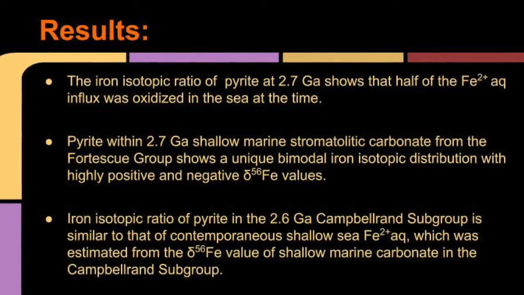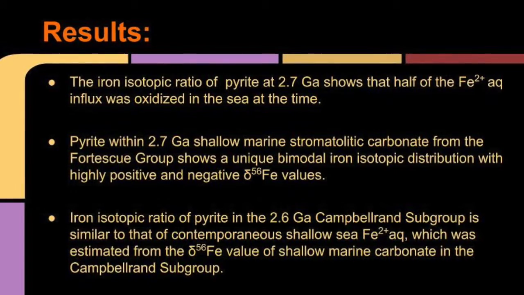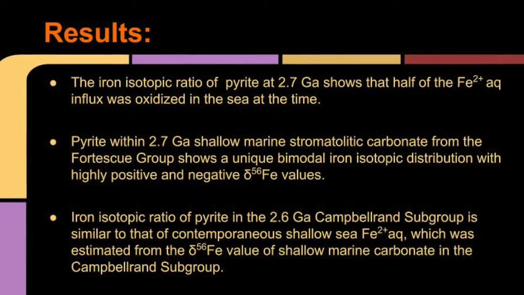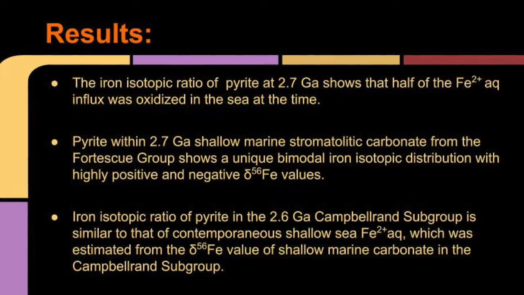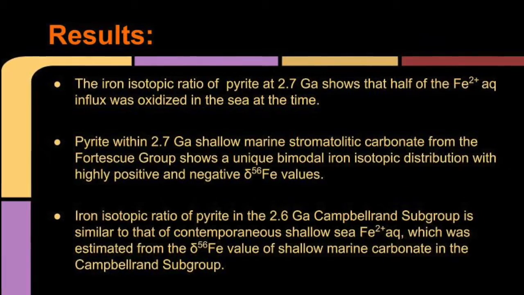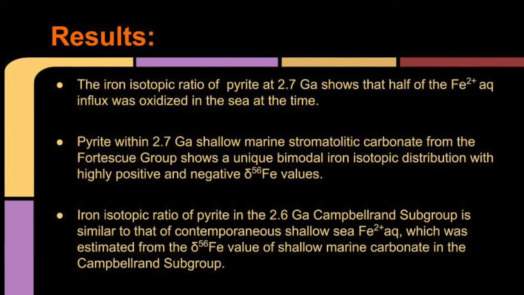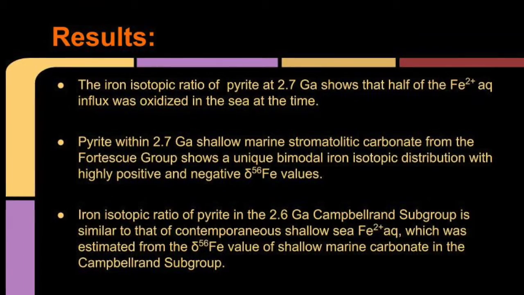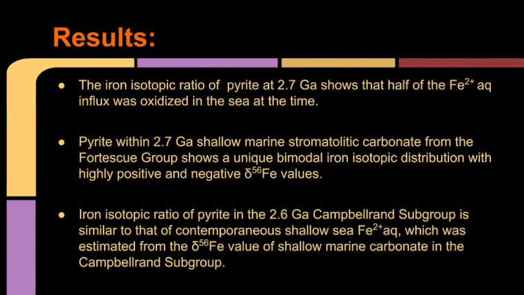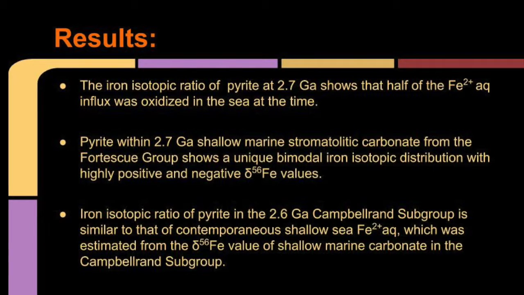Iron isotopic ratio of pyrite in the 2.6 billion Campbell Red subgroup is similar to that of the contemporary shallow sea aqueous iron 2+, which was estimated from the iron 56 value of shallow marine carbonate in the Campbell Red subgroup. It is reasonable to consider that the main iron source of 2.6 billion pyrite was seawater from iron 2+ aqueous. The iron isotopic ratio of pyrite is similar to that of iron 2+ aqueous due to rapid isotopic equilibrium.